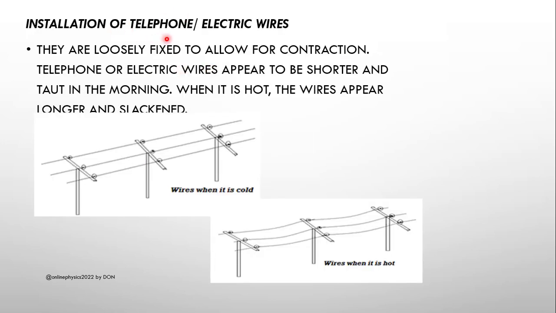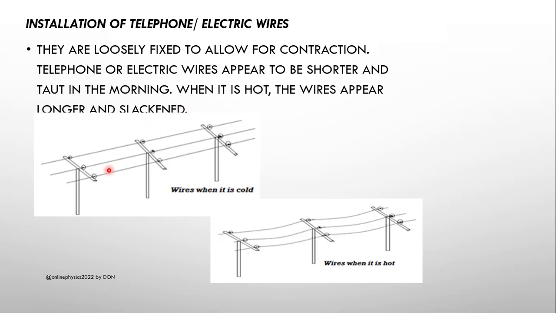Then we have installation of telephone and electricity wires. Now, they are loosely fixed to allow for contraction. Telephone or electricity wires appear to be sharper and taut in the morning, but when it is hot, the wires appear longer and slackened.